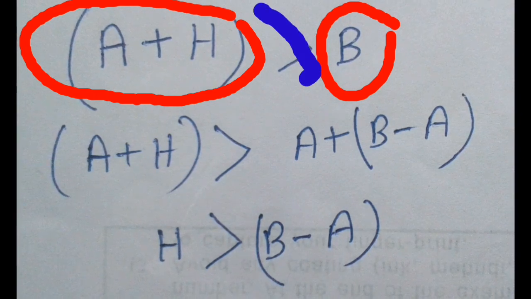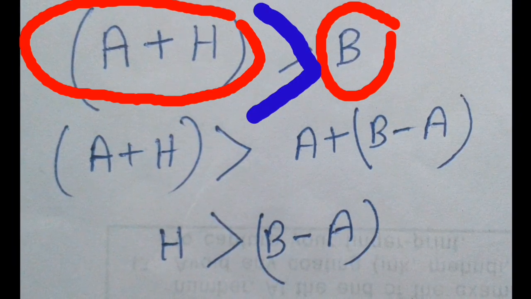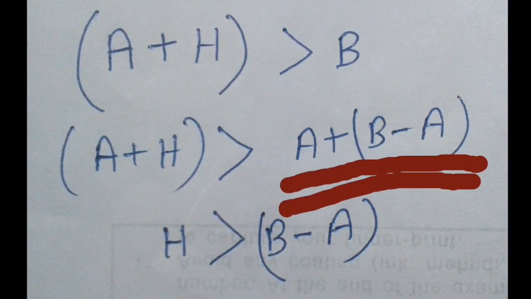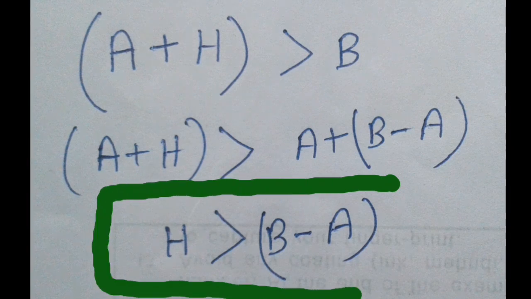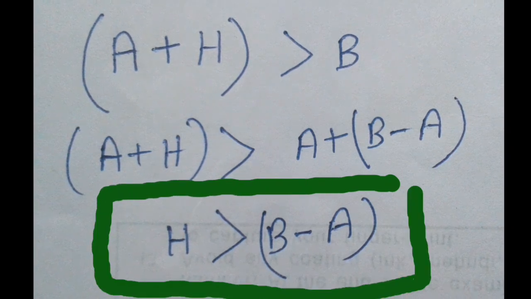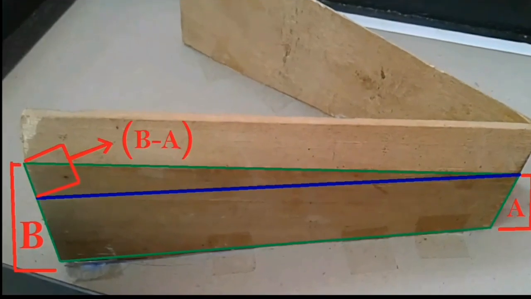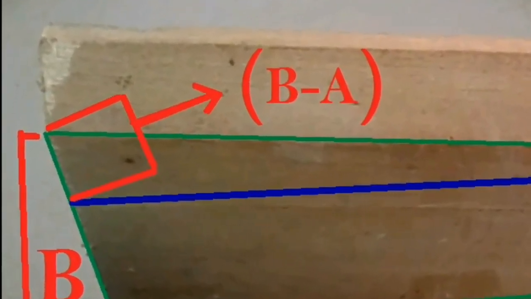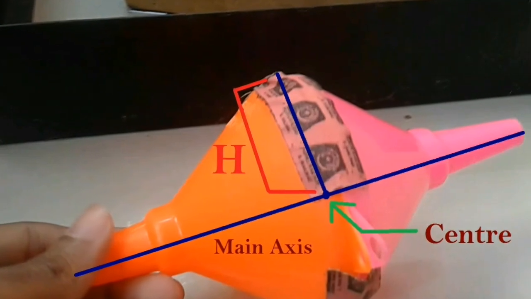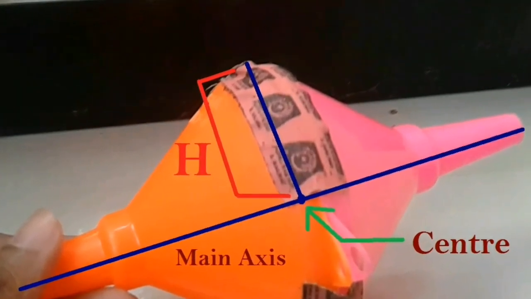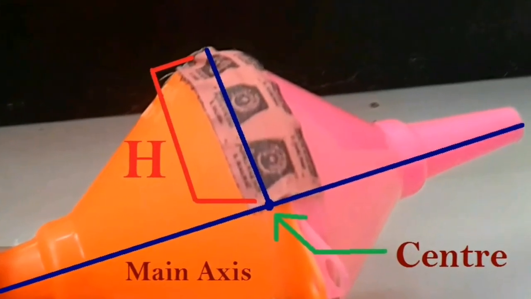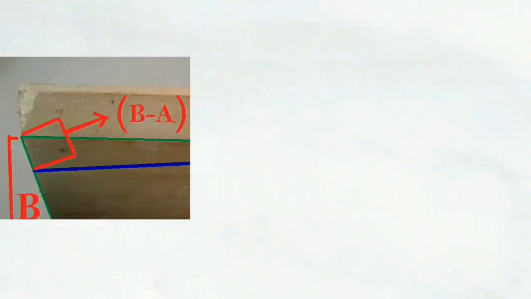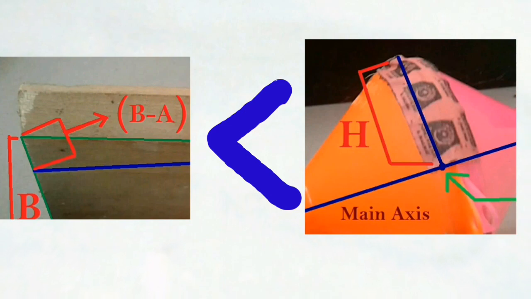So in this case, a plus h is greater than b, and we can replace b with a plus b minus a. So we can conclude that h is greater than b minus a. The height difference between the two sides of the wooden block is b minus a, and the radius of the funnel pair is h. To complete this action successfully, we should design the wooden block in such a way that the height difference between the two sides of the wooden block is less than the radius of the funnel pair.